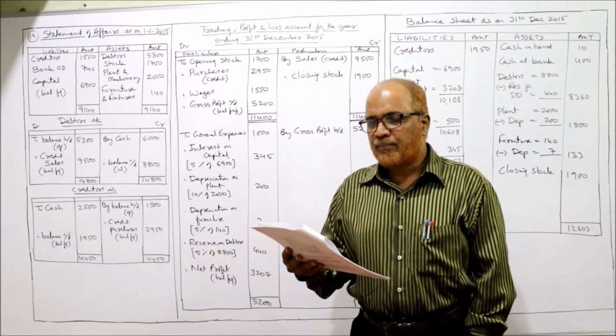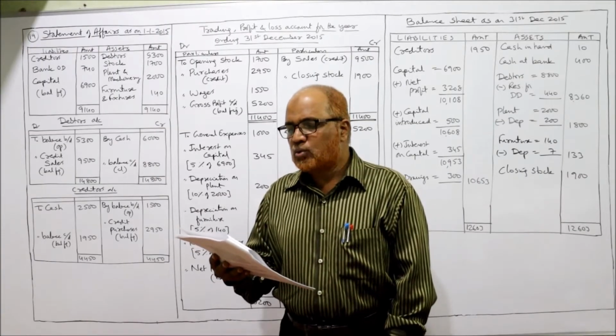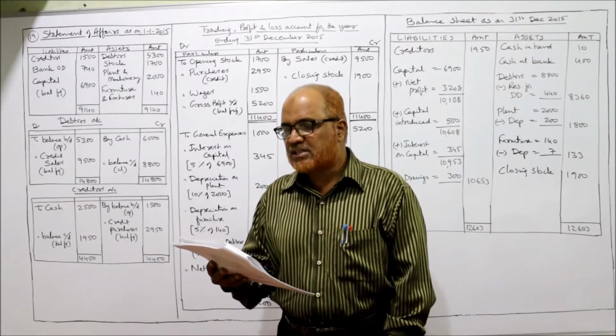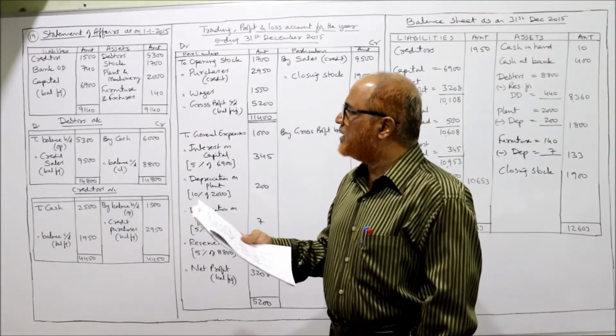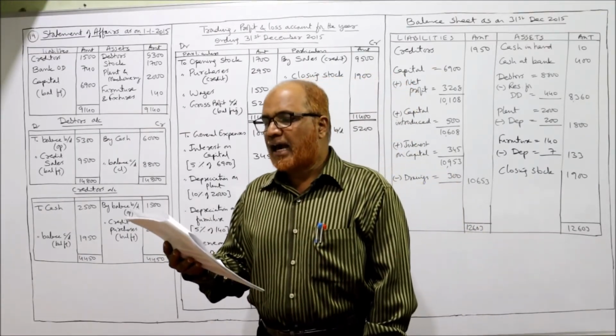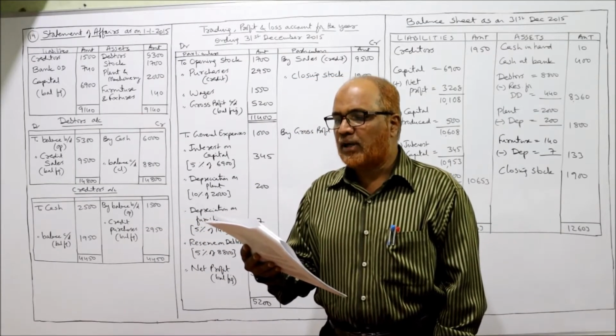Now the 19th problem. A keeps his books by single entry. On January 1st, 2015, his capital was 6,900. So capital is already given, the beginning of the year 6,900. An analysis of his cash book for 2015 gives the following information.